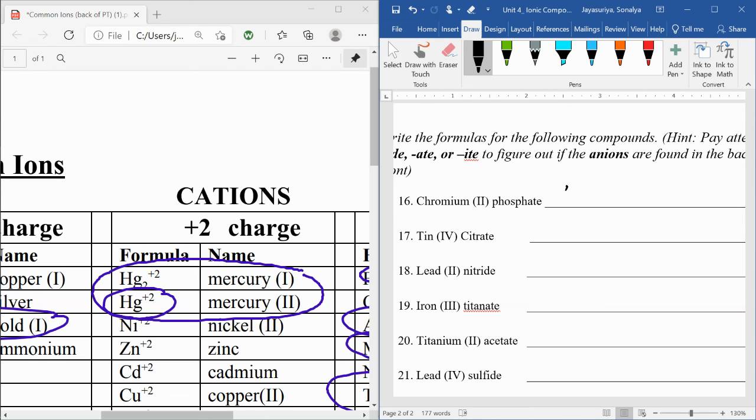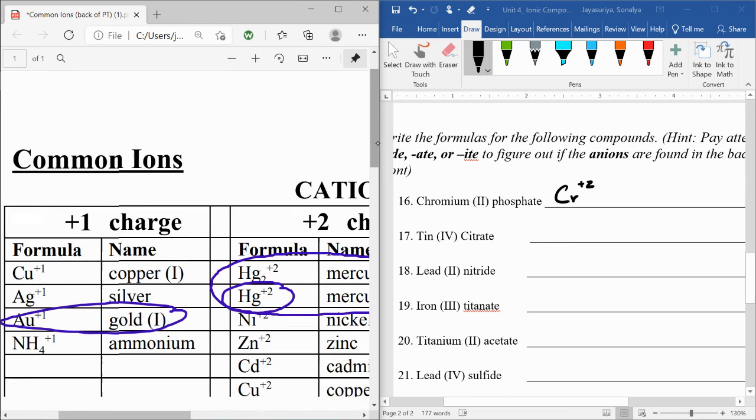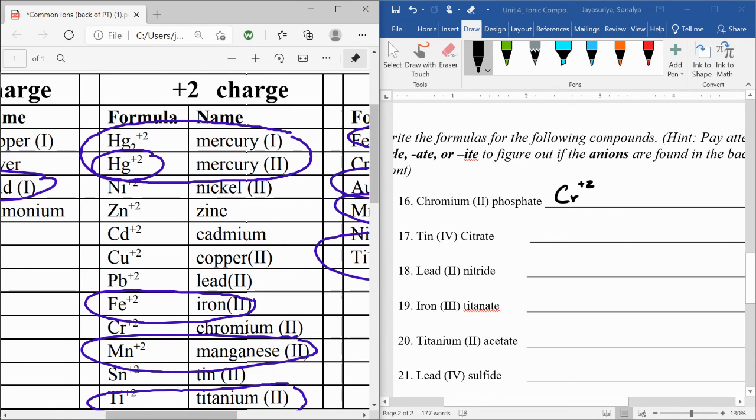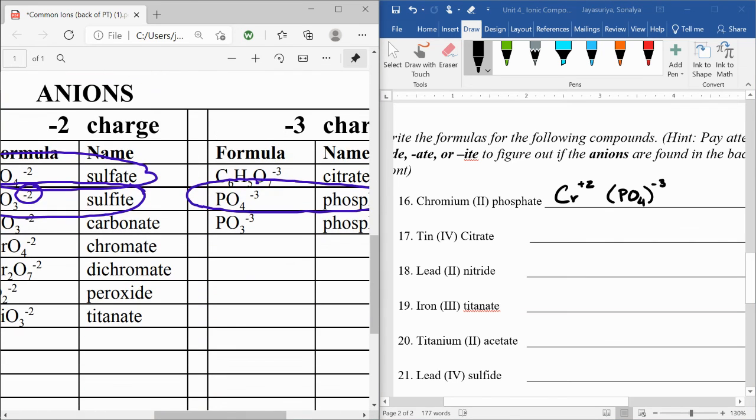Chromium 2, the symbol is Cr. It's chromium 2, which indicates that it has a plus 2 charge. The Roman numeral indicates charge, okay? Sorry, kids, I've been talking all day. Okay, then phosphate is PO4 with a minus 3 charge. And you can find phosphate right here.